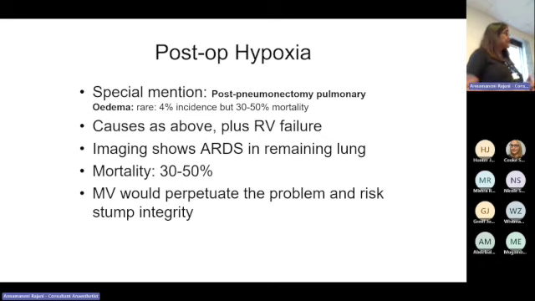Mechanical ventilation would actually cause more problems because ventilation usually is not a good thing for you. So if you were to continue to mechanically ventilate these patients, then the risk of mortality increases upwards.